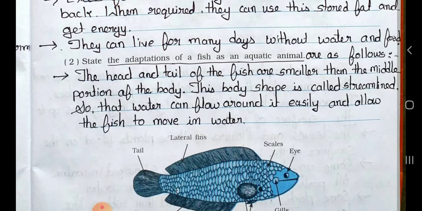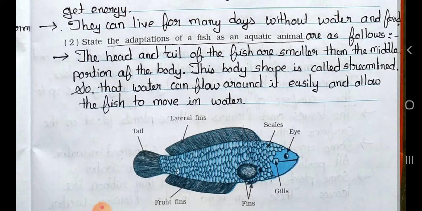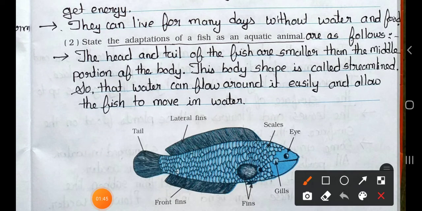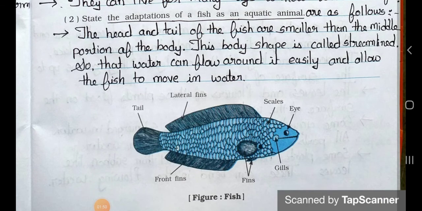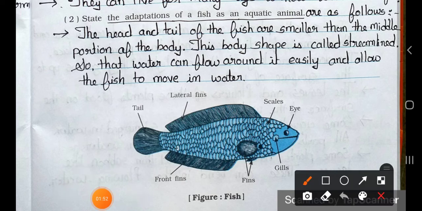See question number 2. State the adaptations of a fish as an aquatic animal. First of all, we will see the figures of fish. See, these are the scales, eyes. This one is the gills. Okay, gills. Here, fins are there. Here are the front fins, lateral fins, and the tail.